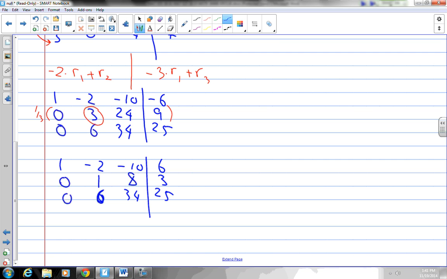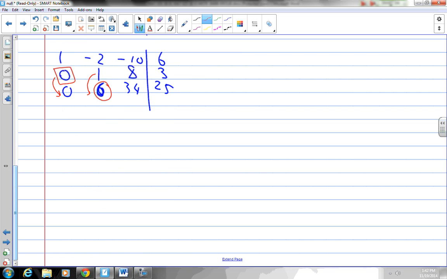I need to get rid of this 6. And the way I'm going to do that, I'm going to use this 1 to kill the 6. And the nice thing about having 0 in here, since I already have 0 in the first place, it will not affect the 0 in the bottom. We're going to take row 2 times negative 6, add it to row 3. These 2 zeros will not change. They'll still be zeros because you're multiplying zeros by whatever, it's still 0. You add zeros, it's still 0. But it will kill that 6. Does that make sense? So the next operation here would be negative 6 times row 2 plus row 3.